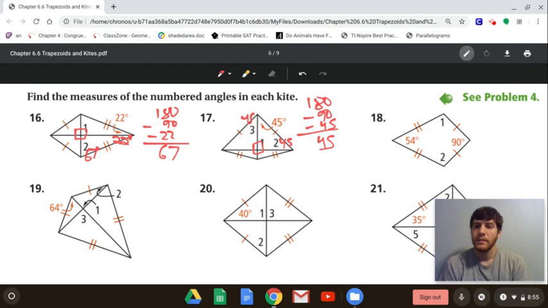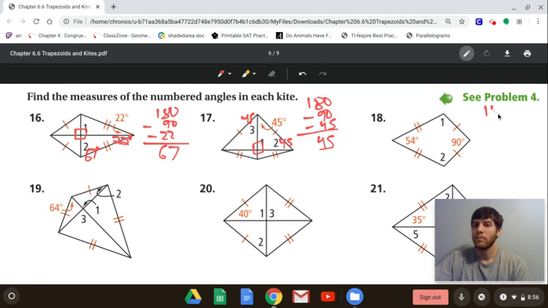Okay, 18, we're using the fact that there's one pair of opposite angles that are congruent. That is, the angles between the two pairs of consecutive sides that are congruent. So here's one pair of consecutive sides that's congruent, here's a second pair of consecutive sides congruent. Between those two pairs of sides, those are the angles that are going to be congruent. So angle 1 is congruent to angle 2.